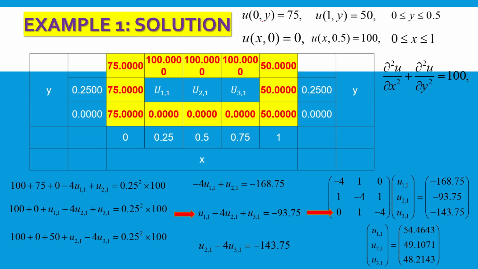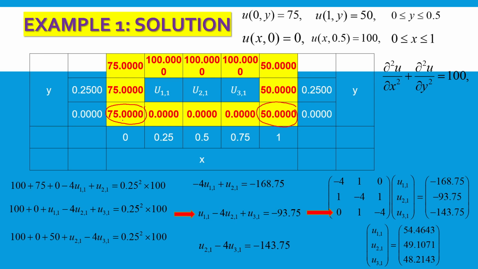Then you put up the boundary conditions: u(0,y) equal to 75 here. So left is equal to 75. u(1,y) equal to 50. When x equal to 1, u equal to 50. u(x,0) equal to 0. Mean when y is 0, u is 0. So you may say the corner point is contradictory, so you may add up.